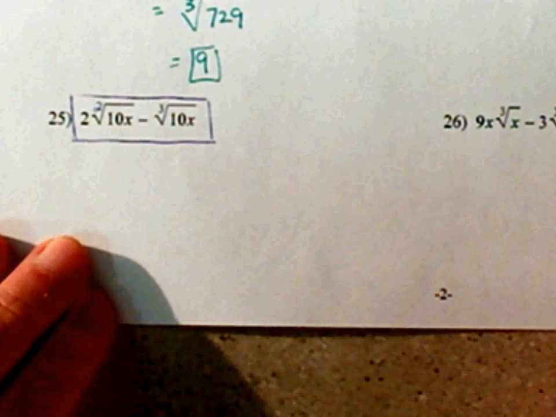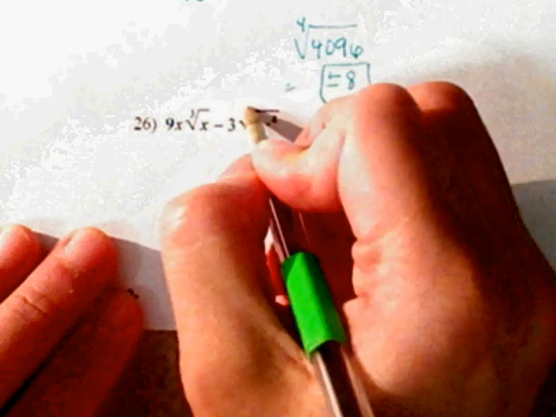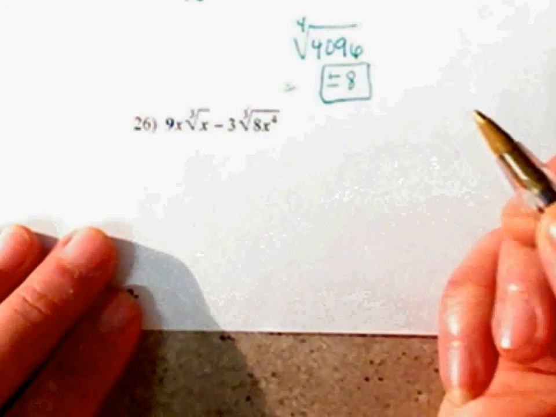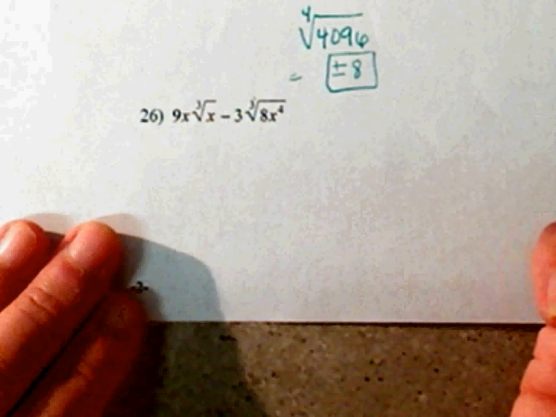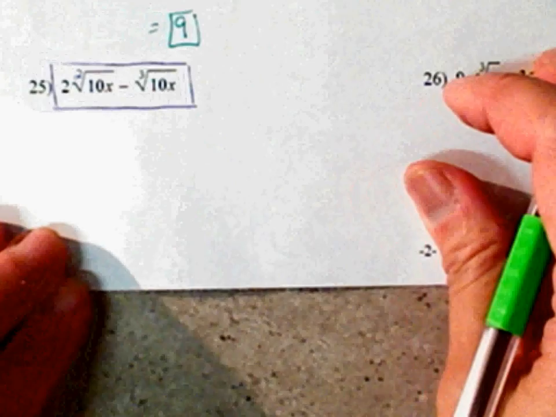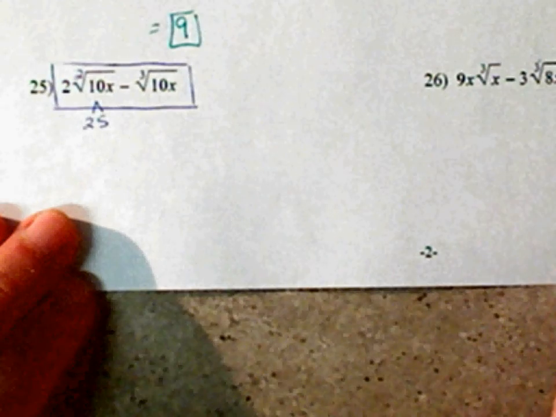Number 26. Roots the same. You can add or subtract, not yet, because your radicand's not the same. But let's see if you can simplify them. All right? Now, go back to 25 real quick. Factors of 10 are just 2 and 5. You see how you can't factor anything out? So really, you can't do a thing with it.